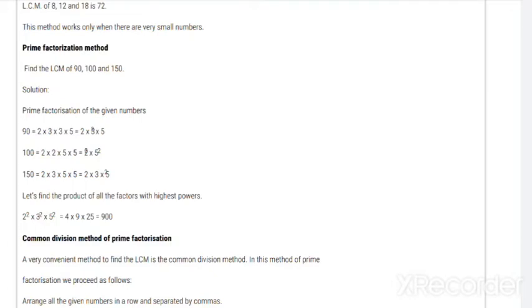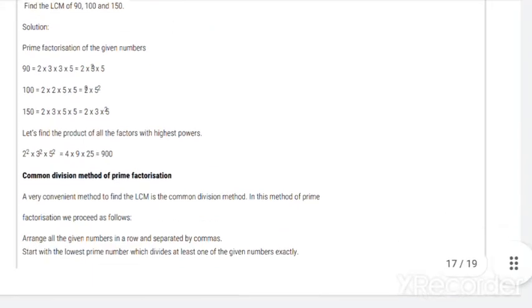So children, multiply all of them. Like 2, maximum number 2 times, 3 also 2 times, and 5 also 2 times. So multiply all of them, that is 2 into 2, then 3 into 3, then 5 into 5, and you will get the answer as 900, which is the LCM of the required numbers.